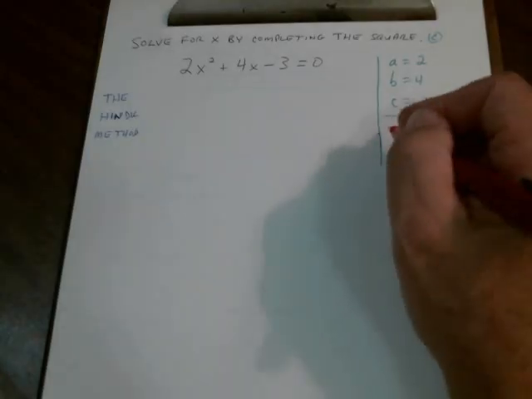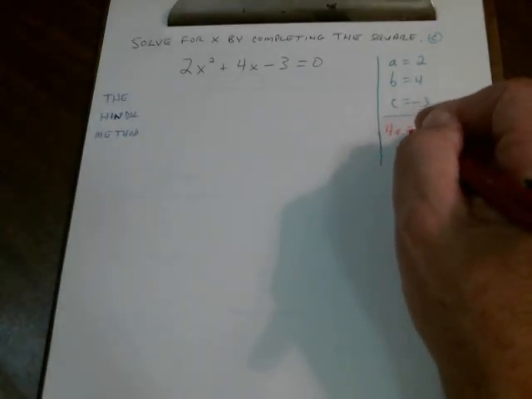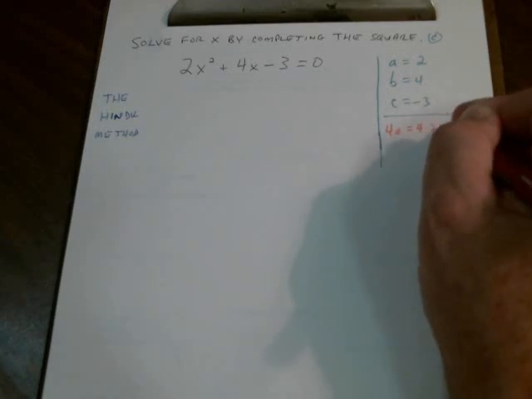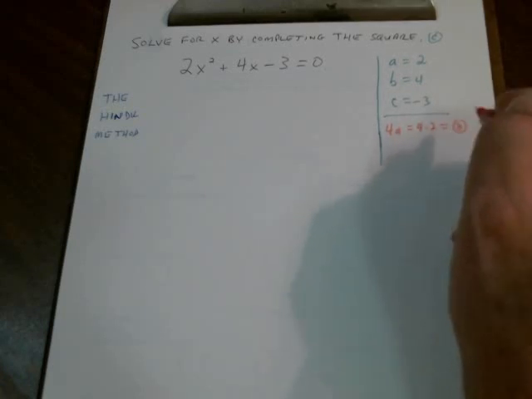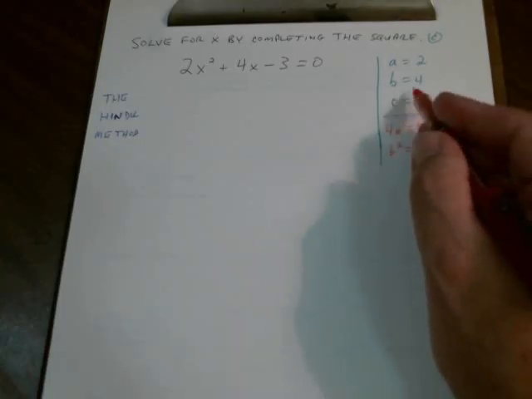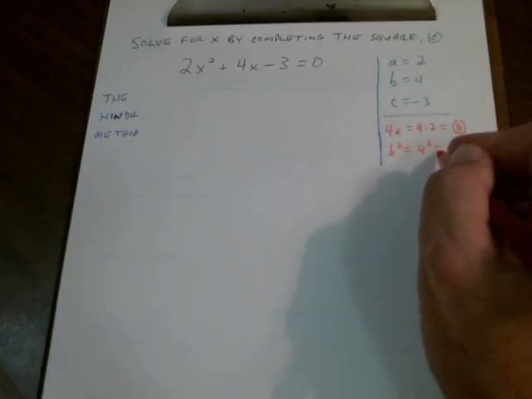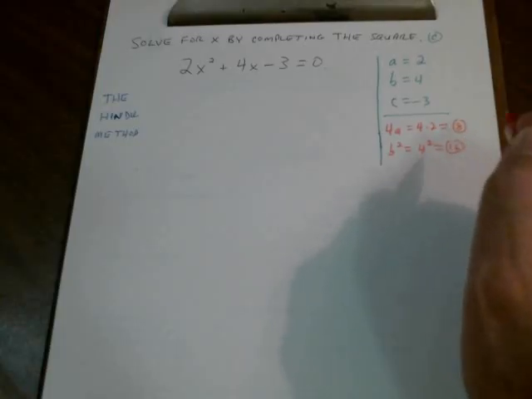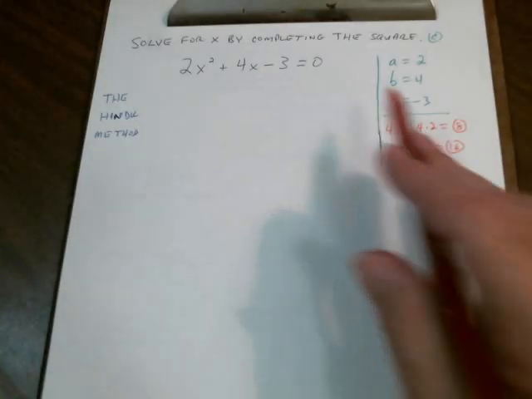We're going to need 4 times A, 4A, which equals 4 times 2, 8. We're going to need that number 8 in a minute. We're also going to need B squared. B is 4, so we're going to square 4. That will be 16. We'll need that in a minute. Okay, now we come back to the original problem.